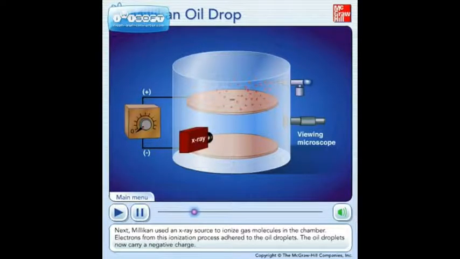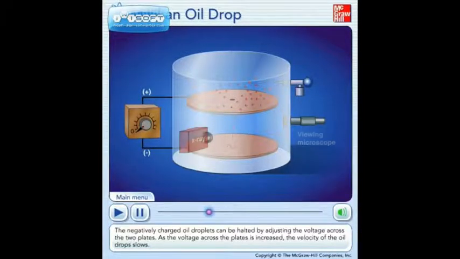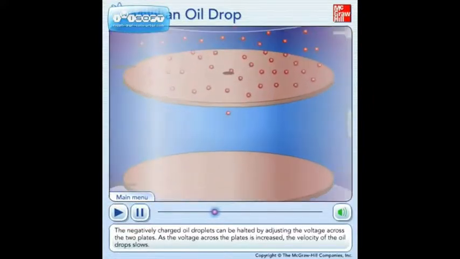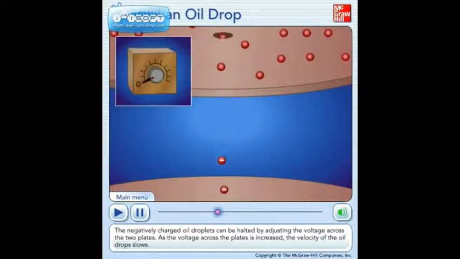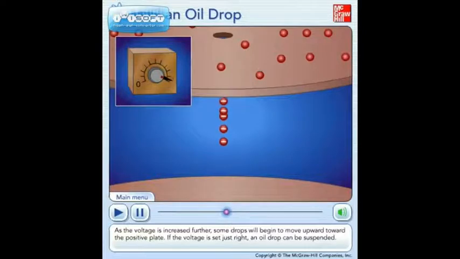Next, Millikan used an X-ray source to ionize gas molecules in the chamber. Electrons from this ionization process adhere to the oil droplets. The oil droplets now carry a negative charge. The negatively charged oil droplets can be halted by adjusting the voltage across the two plates. As the voltage across the plates is increased, the velocity of the oil drops slows. As the voltage is increased further, some drops will begin to move upward toward the positive plate. If the voltage is set just right, an oil drop can be suspended.